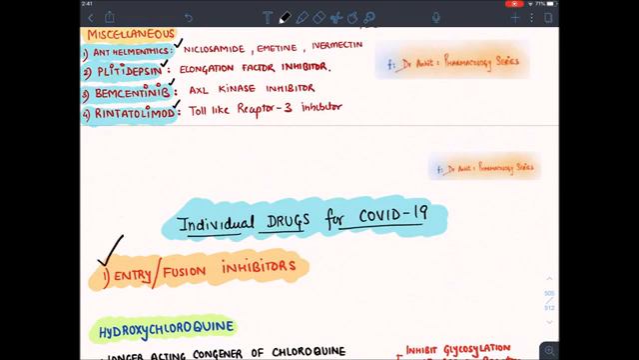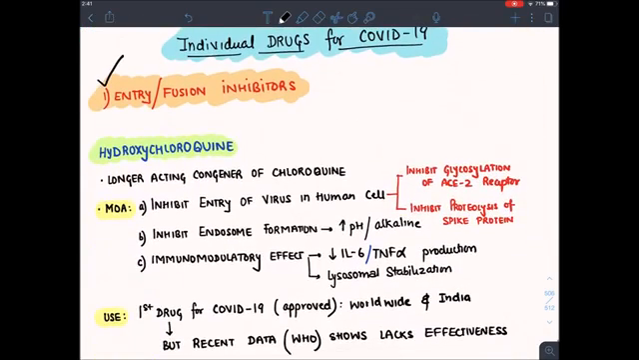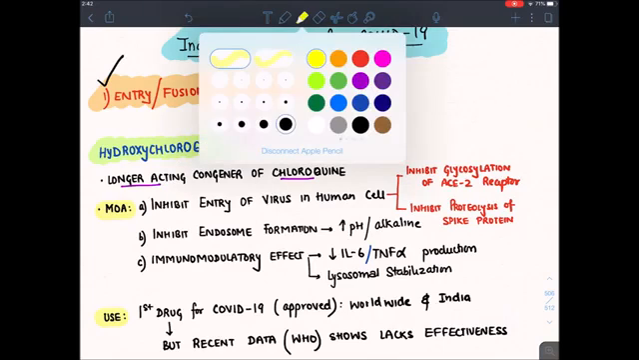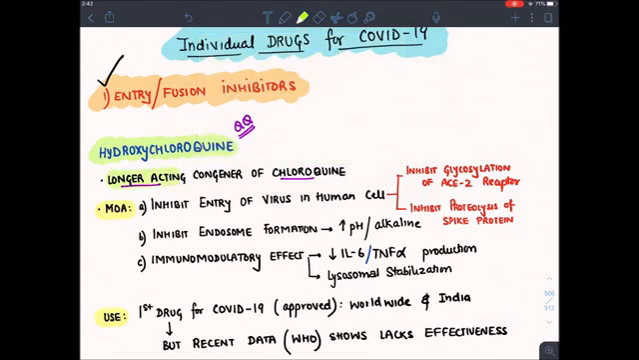Okay. So the first drug is hydroxychloroquine, and this is the drug you have to look for, and it is very important that you must remember everything about the role of hydroxychloroquine in coronavirus infection. So this is the most important point you have to remember. Now what is hydroxychloroquine? It is a longer acting congener of chloroquine. So this is the first point.